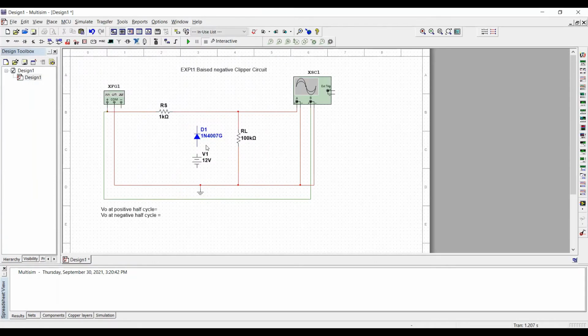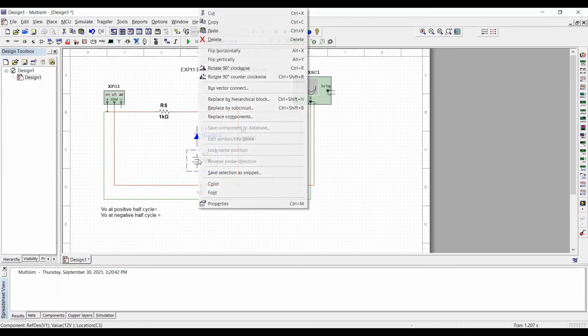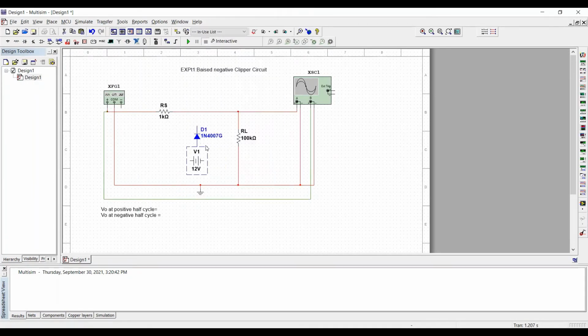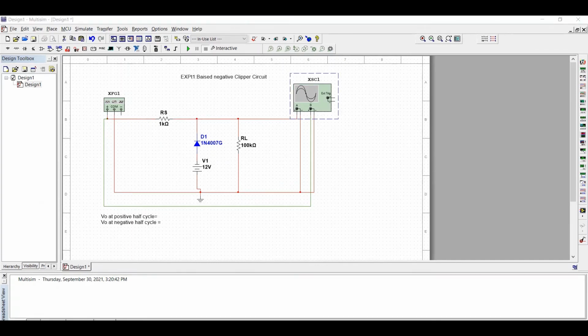We will be giving negative voltage, so just rotate it and connect your negative circuit. Do the connections as shown in your circuit diagram. This is the circuit of bias negative clipper. Now the connection is over.